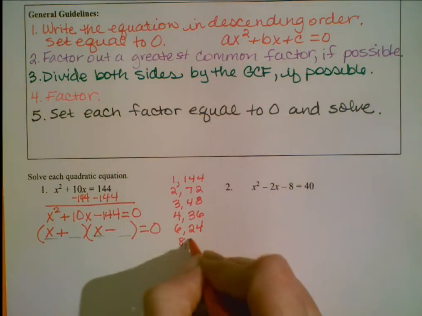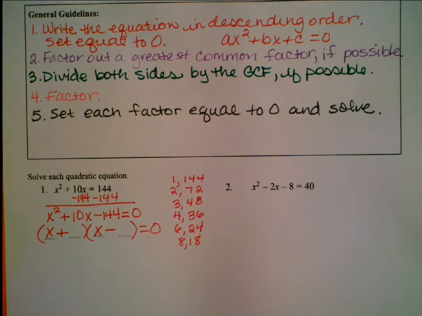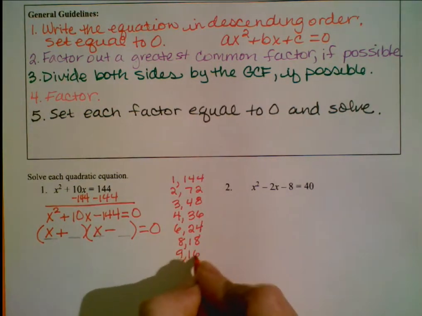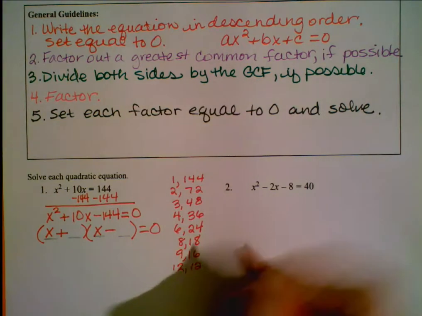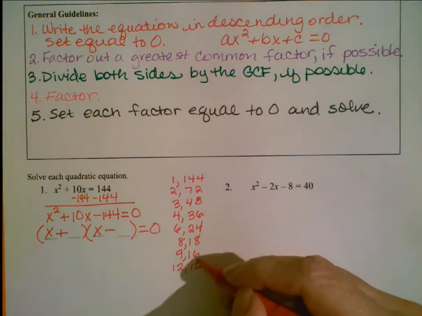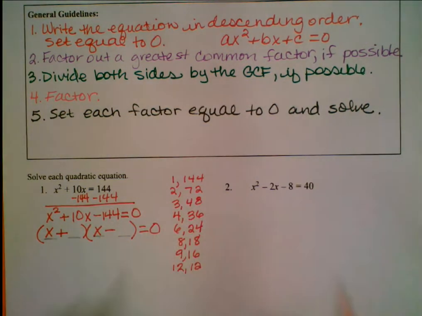So I'm going to go ahead and write some more of these down. And there are others. We could go up to 12 times 12. 144 divided by 9 is 16. 10 won't work, 11 won't work, but 12 times 12 does. And that's where it's going to start repeating, because then I'm going to get to 16 times 9 and 18 times 8 and so forth.